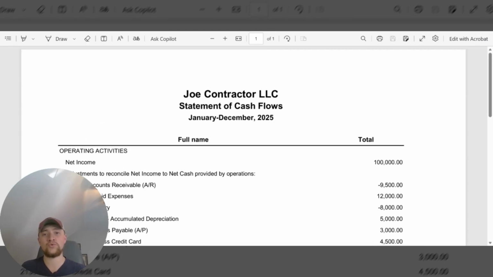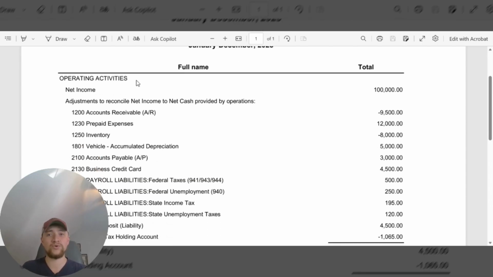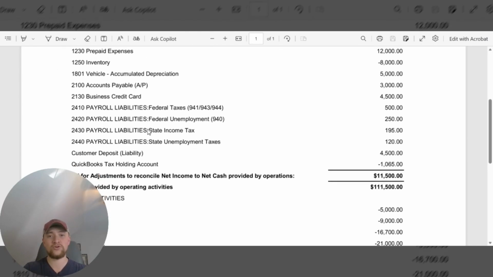I've generated this from QuickBooks for Joe Contractor LLC, and he runs a contracting business. And so let's take a look down below. It's split into three sections here. The top one is operating activities. And that is really the cash generated from your core business activity. If he's a contractor, let's say he does kitchen remodels. And so this is saying, what are your kitchen remodels generating, as far as cash goes.